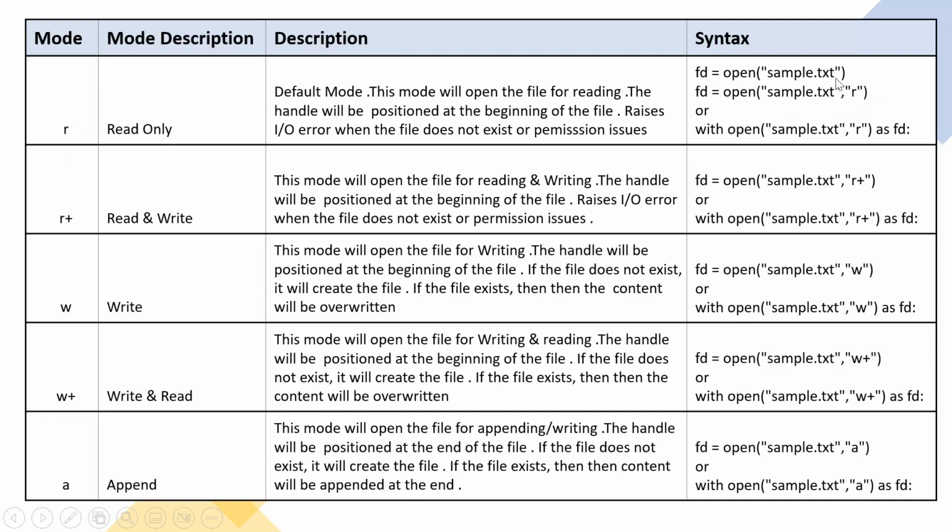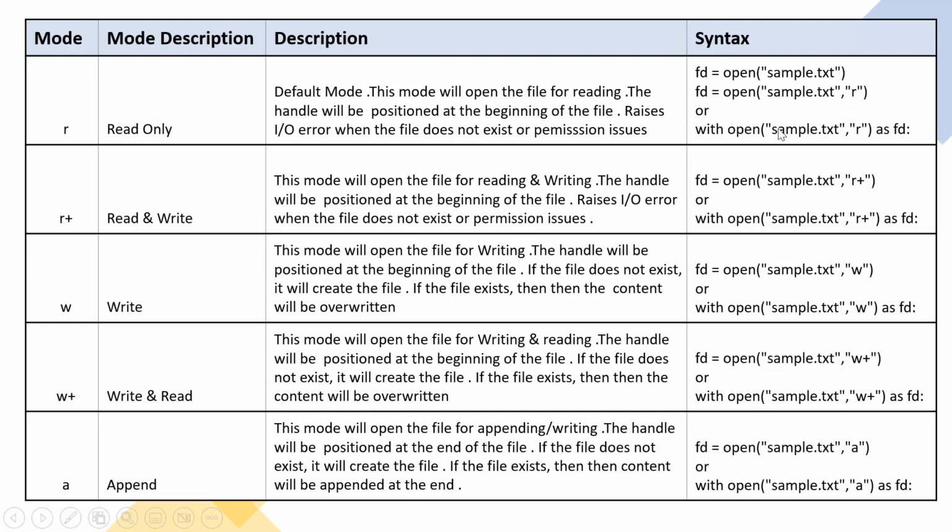Create mode is the default mode. If I am not specifying any mode, for example, file descriptor equals open sample.txt, there is no mode given, so in this case the default mode is read. Now, if I'm giving sample.txt with a read mode, this is also a read mode.